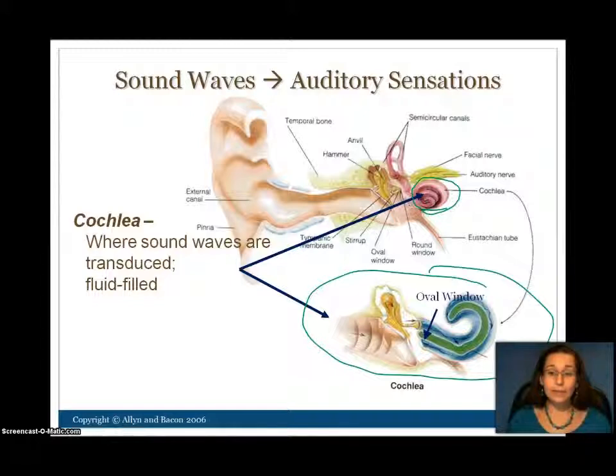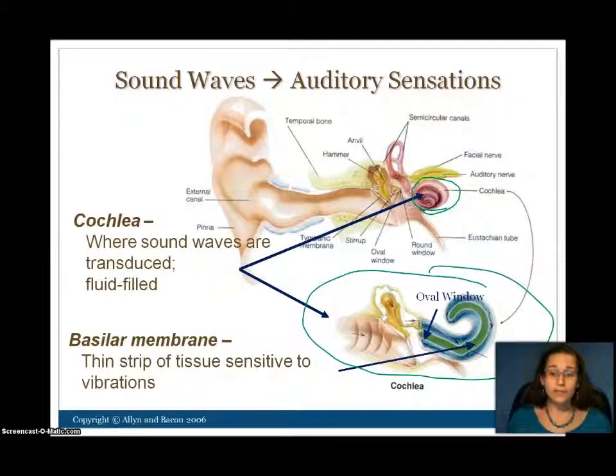And so at the very beginning of our cochlea, we have the oval window. So keep in mind that we had these three different bones. We had the hammer, the anvil, and the stirrup. And the stirrup is literally pounding on this oval window, which then creates these waves in the inner ear. So this inner ear, in addition to the fluid, also has something called the basilar membrane. And this is a very thin strip of tissue running throughout the entire cochlea. And the basilar membrane is covered by cilia.